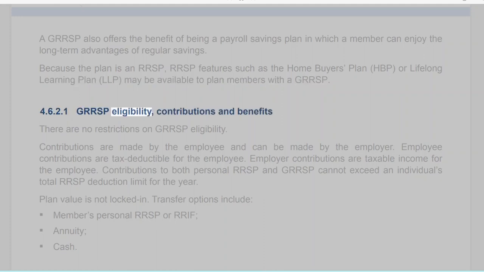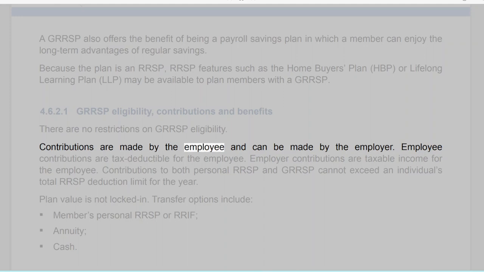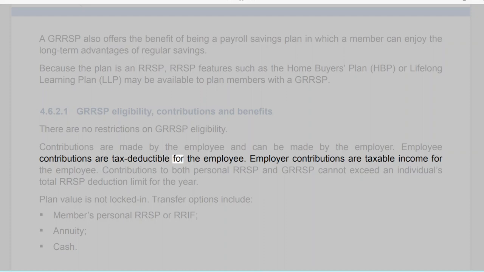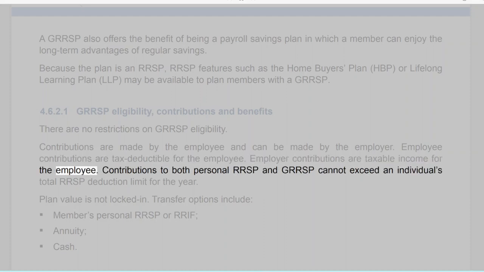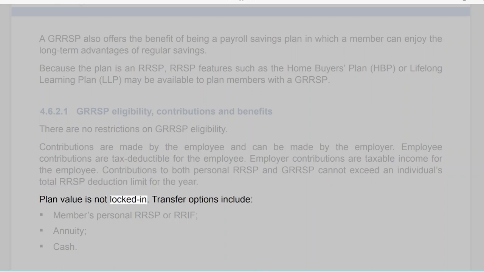4.6.2.1 GRRSP Eligibility, Contributions, and Benefits. There are no restrictions on GRRSP eligibility. Contributions are made by the employee and can be made by the employer. Employee contributions are tax-deductible for the employee. Employer contributions are taxable income for the employee. Contributions to both personal RRSP and GRRSP cannot exceed an individual's total RRSP deduction limit for the year. Plan value is not locked in. Transfer options include member's personal RRSP or RRIF, annuity, or cash.